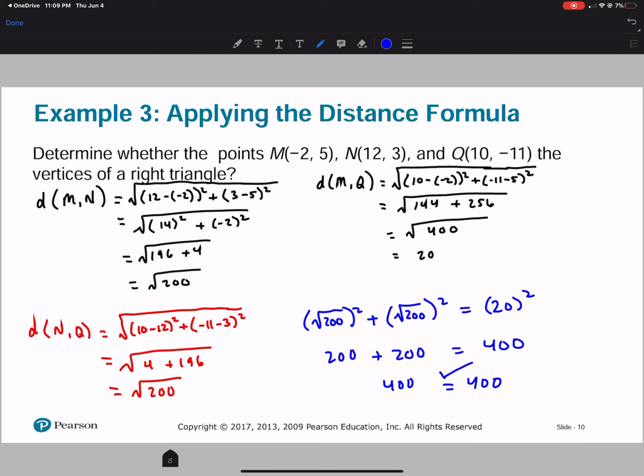Because remember, your Pythagorean theorem was: A squared plus B squared is equal to C squared. So just keep that in mind.